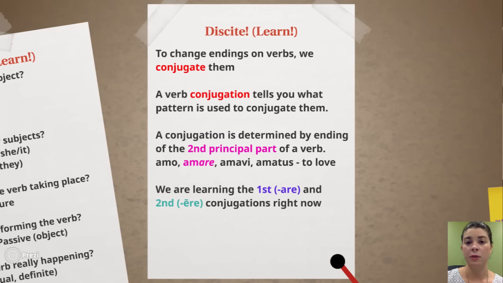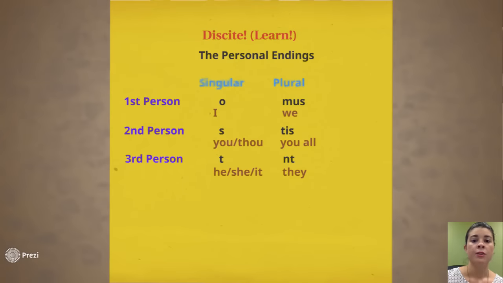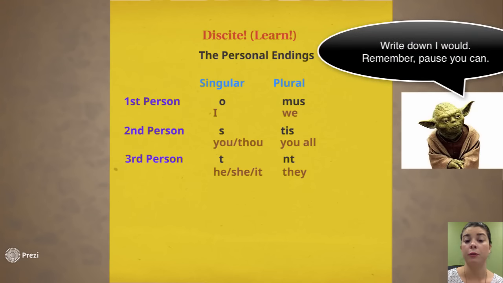So the 2 we're focusing on right now are first, which are the ones that end in are, and second, the ones that end in long re. That little line over the e just means it's long. So now let's take a look at these personal endings, and these are the endings that essentially denote who is doing the action, the person in the number. So if a verb ends in O, it's I. If it ends in S, you or thou, for those of us who are very formal. If it ends in T, it's going to be he, she, or it. MUS, we. TIS, you all, and NT, they.